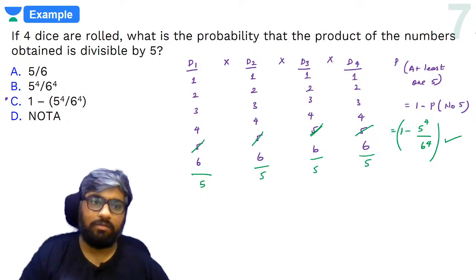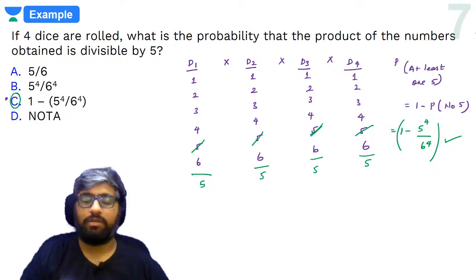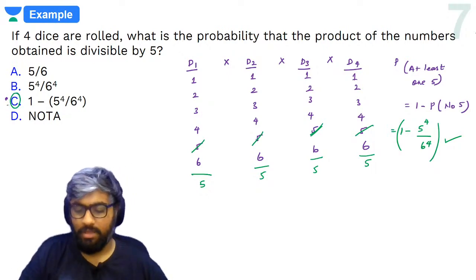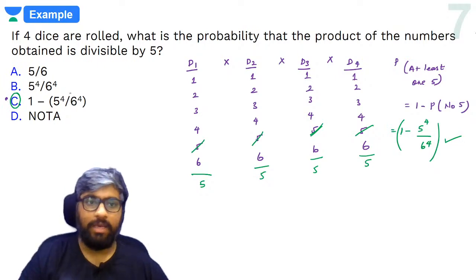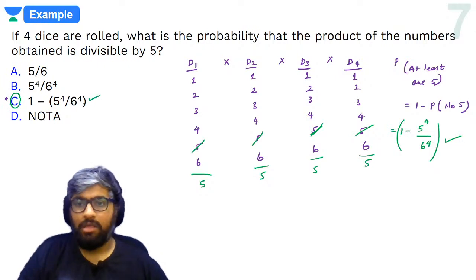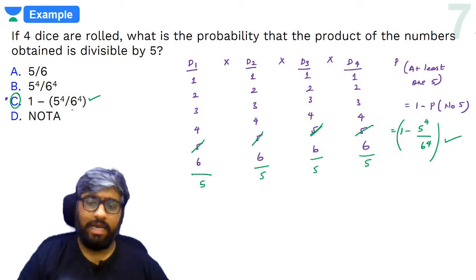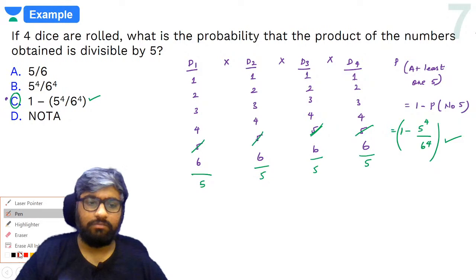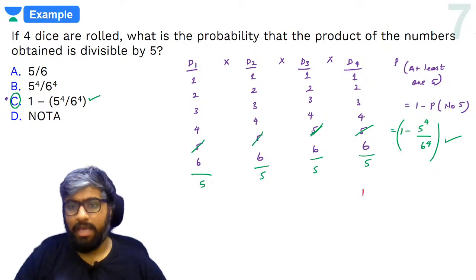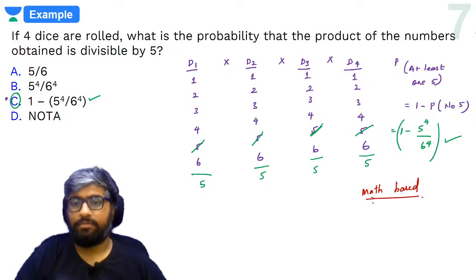Since your calculation is not asked for, good for us. Okay, understood? So the idea here with dice, what is the idea here with dice? It is math based.